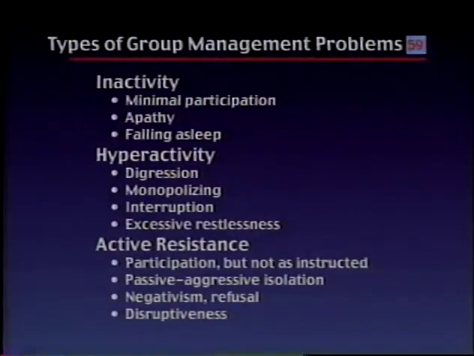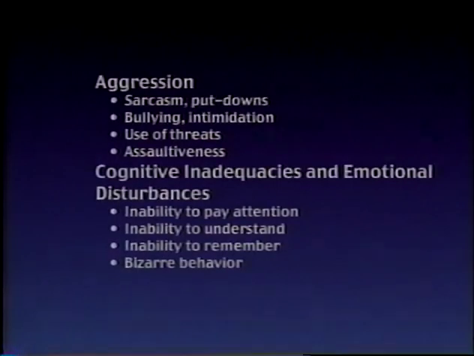So, with this thrust toward making the school safe, we can return to the skill streaming group itself and worry about its resistances and problems. These are the types of problems that can occur in any intervention with youngsters, especially aggressive youngsters, including skill streaming. These are resistances of inactivity, hyperactivity, active resistance, aggression, and cognitive problems. And if you've been in the business of working with aggressive kids, even for half a year, you can probably put a kid's name after each one of these.